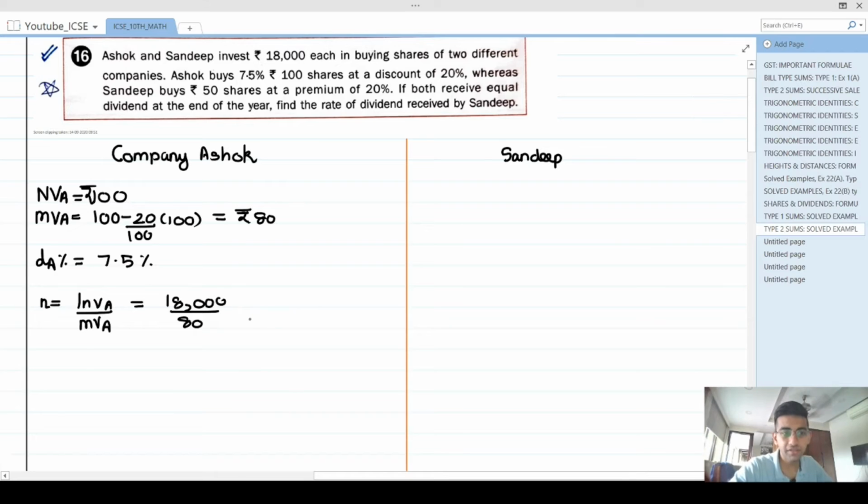Okay, you can leave it over here, because I don't think this data will be important later on. If you read the question, they receive equal dividend. So we have to equate the dividend and then find the rate of dividend received by Sandeep.